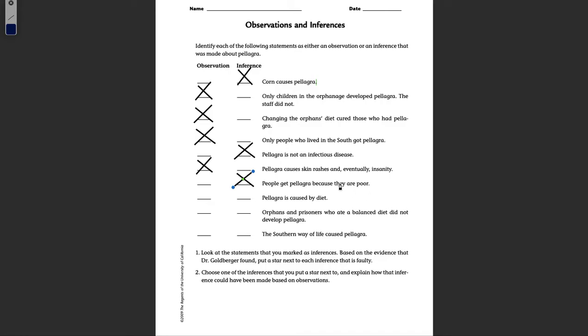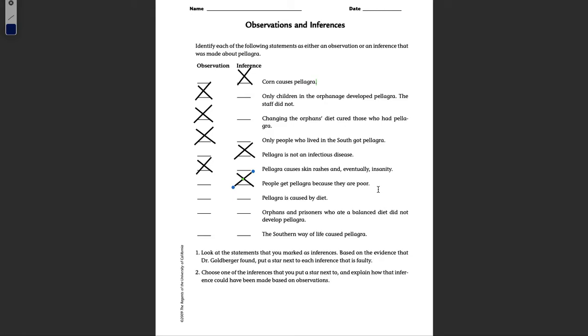Pellagra is caused by diet. Okay, so from his 2 clinical trials, he conducted a study in the orphanage and he conducted a study in the prisons. And one of the main things that he did when conducting these studies is that he decided to switch up the diet.